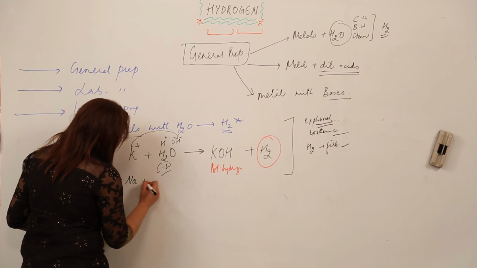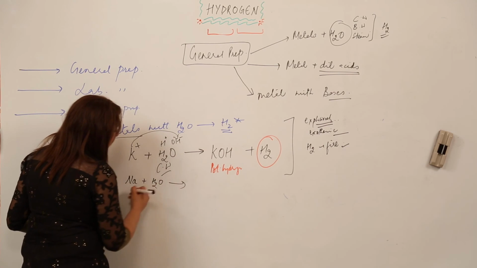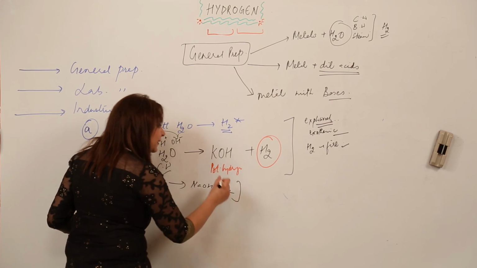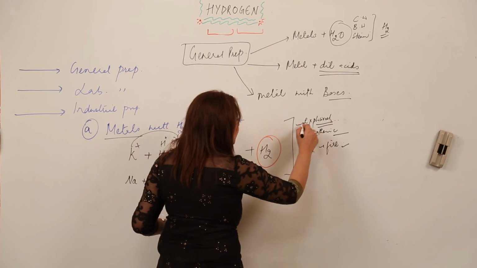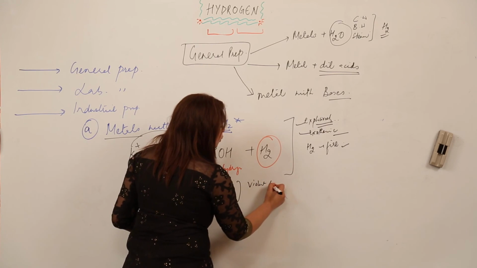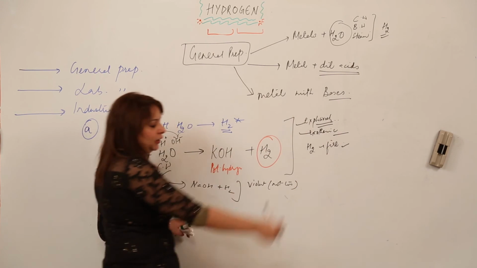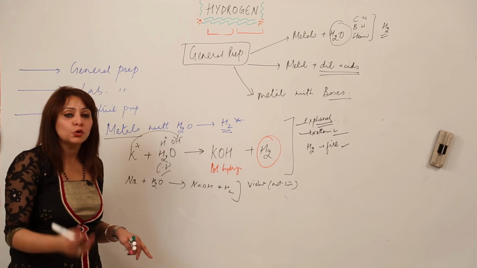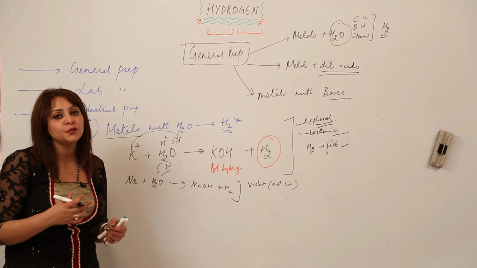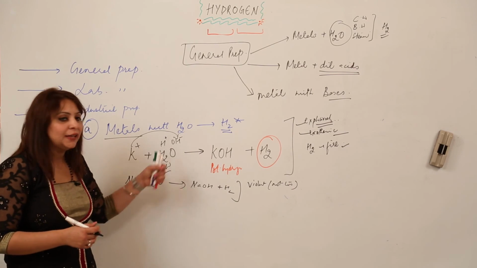Similarly, I am taking an example of sodium. When sodium reacts with water, again it is going to form its hydroxide with H2. This reaction is also exothermic and explosive, but it's not too violent like the first one, the potassium, because sodium is less reactive than potassium. So obviously the heat evolved is going to be less as compared to potassium.